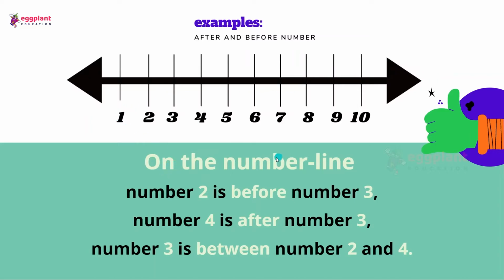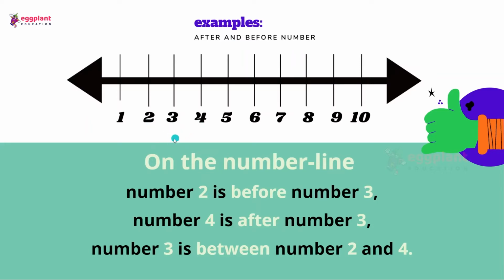On the number line, the number 2 here is before the number 3. Before number 3, the 2 is here. And number 4 is after number 3. This 2 is before number 3 and this 4 is after number 3. Number 3 is between number 2 and 4.